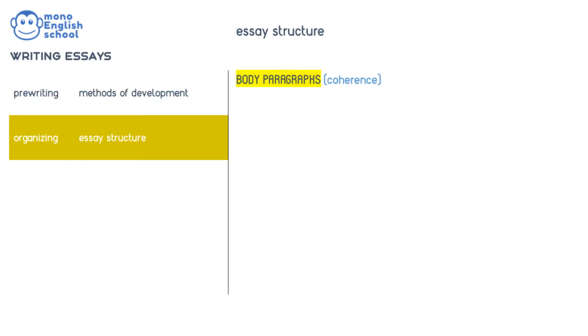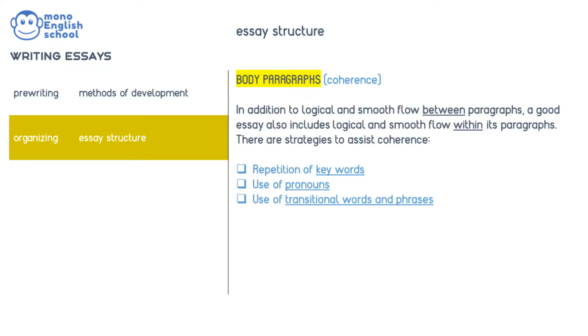Coherence, which means the smooth and logical flow of ideas, is the final aspect to discuss in relation to body paragraphs. Of course, coherence is important for the flow between paragraphs as well as within paragraphs. Some strategies to help with coherence are the repetition of keywords, the use of pronouns, and the use of transitional words and phrases. We will now discuss each in turn.